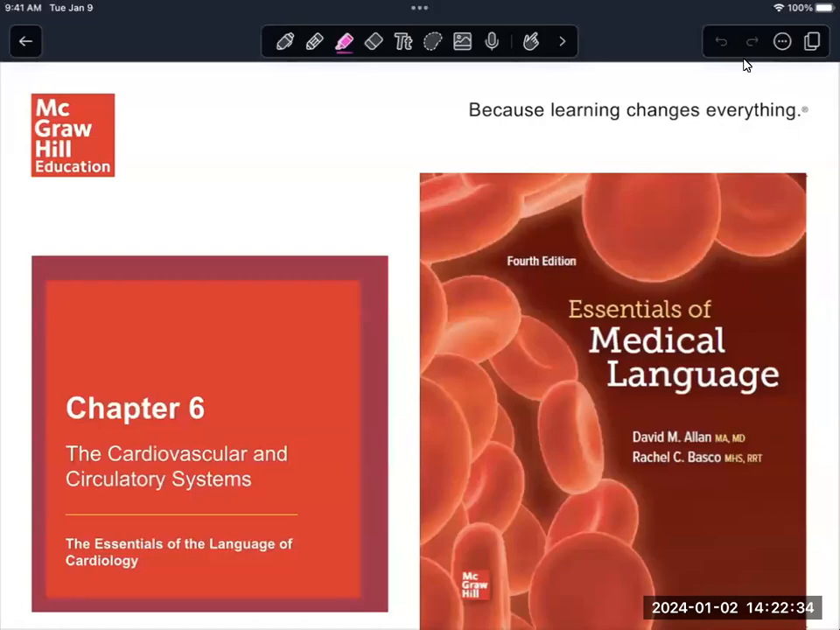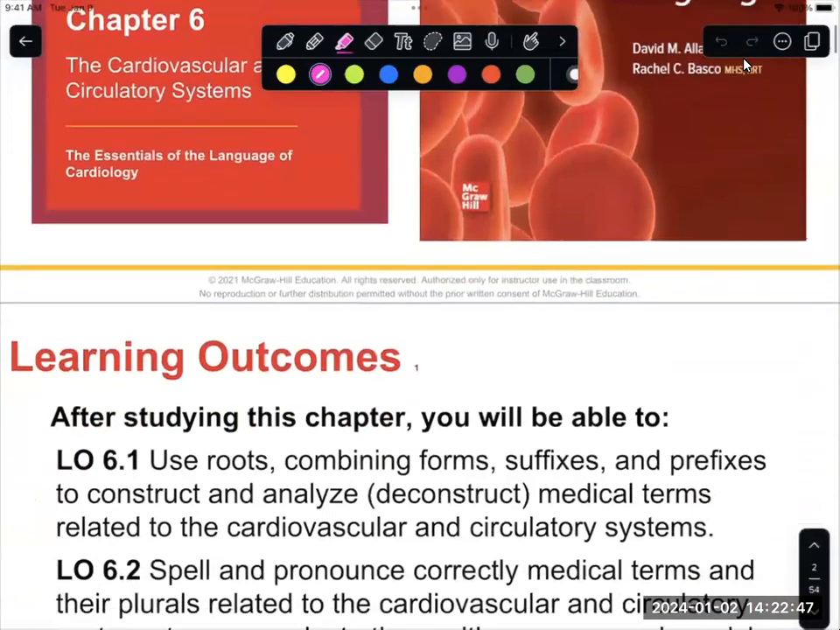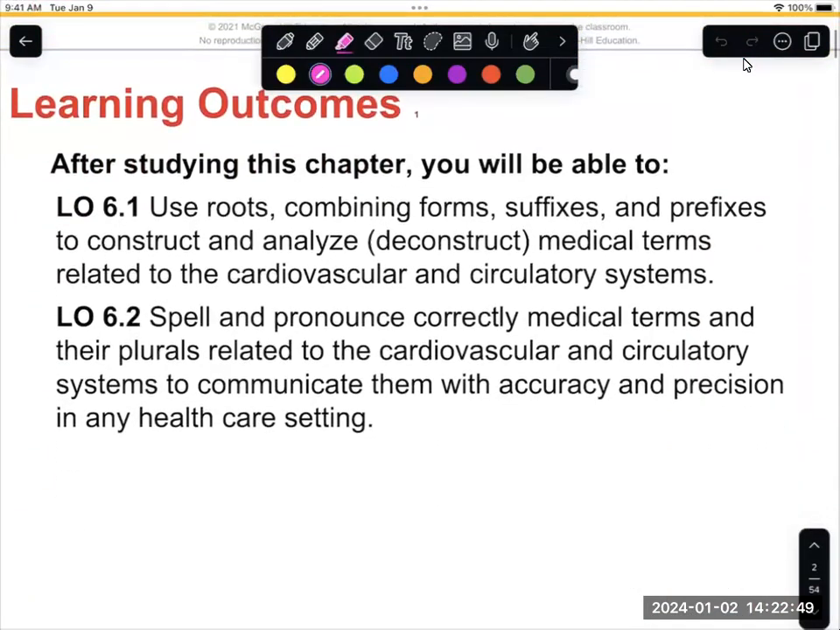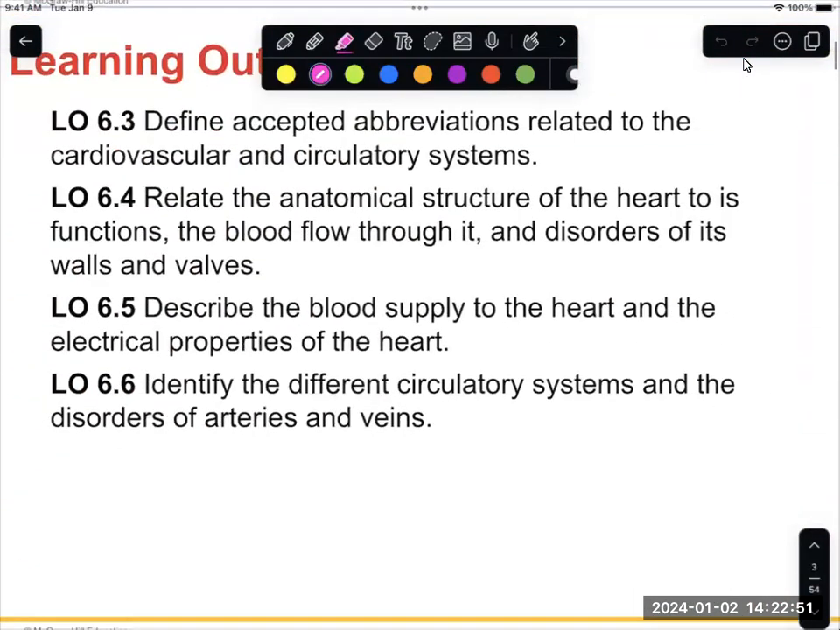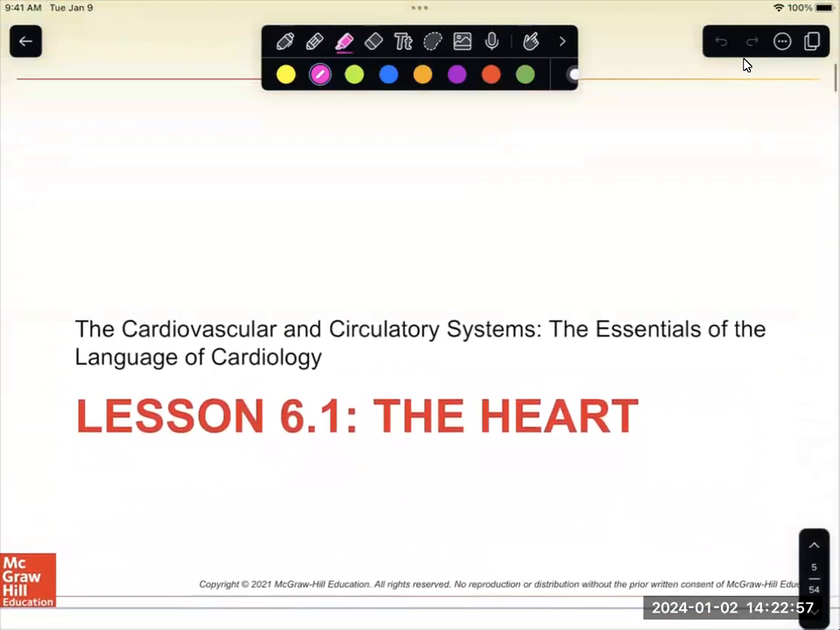Hello, welcome to Chapter 6, the Cardiovascular and Circulatory System. So we're going to look at the heart. We're also going to look at all of the different blood vessels of the body. So we're going to look at pronunciations, root words, combining forms, different conditions, and pharmacological treatments. So we're first going to start with the heart.